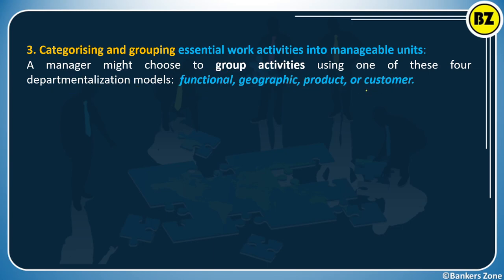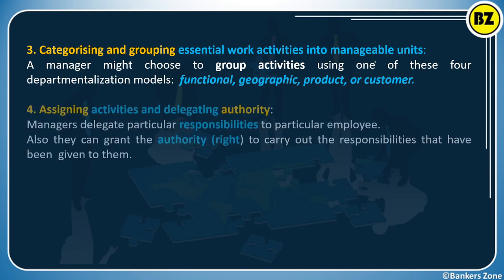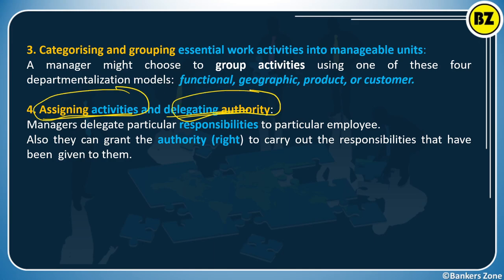Based on that, you have to make categories and groupings of the essential work activity into manageable units, so that it will be easy to do the work. So this is the third step. Fourth is assigning activity with delegated authority. Obviously, you have to assign the activity and authority so that there will be proper workflow.